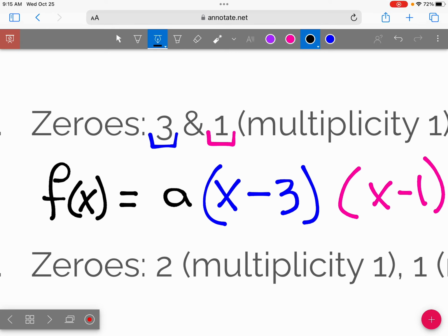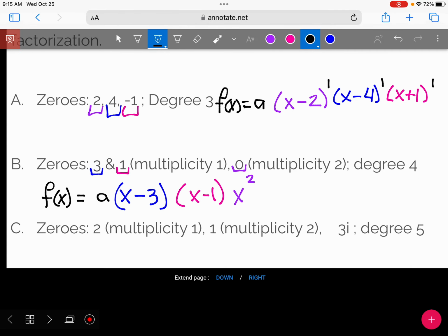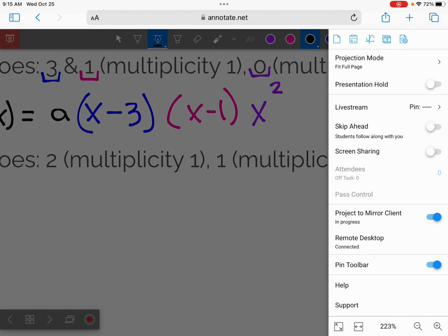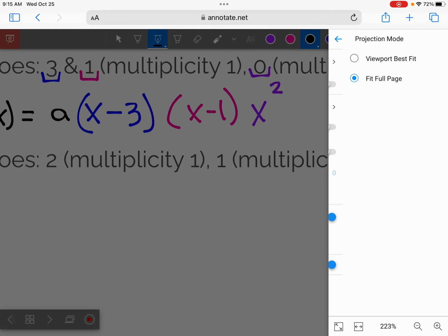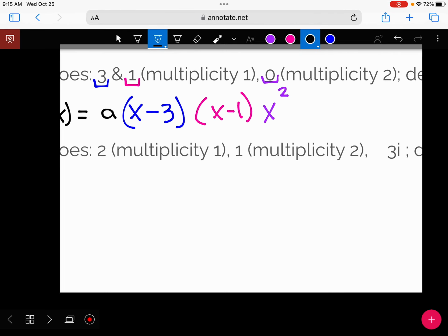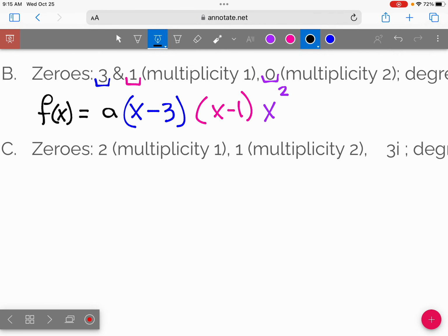So then we have C. We've got a 0 of 2 with a multiplicity of 1, a 0 of 1 with a multiplicity of 2, and then 3i. I am not going to have enough space for this one. There we go. We're going to need a little more space. And there's a couple of weird things with the 3i. But we'll do the first two first, and then we'll get over to 3i and deal with it.